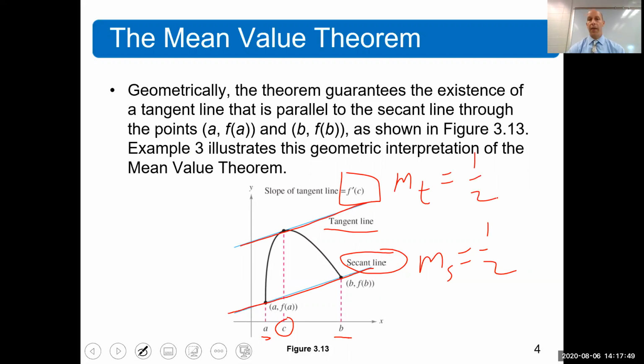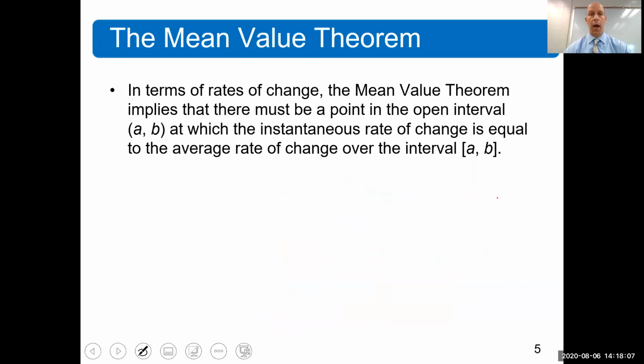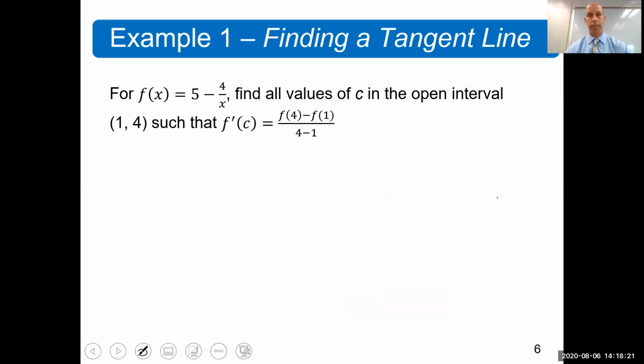Keep in mind that this theorem is an existence theorem. It just tells us that there exists a value c. It does not tell us where c is located. You would have to determine that through other methods. It also doesn't tell us how many values of c there are. There could be more than one. In terms of rates of change, the mean value theorem implies that there must be a point on the open interval where the instantaneous rate of change, aka the derivative, is equal to the average rate of change. So there are several different interpretations of this.